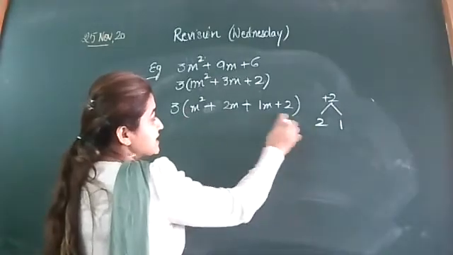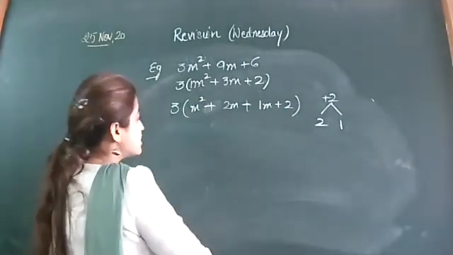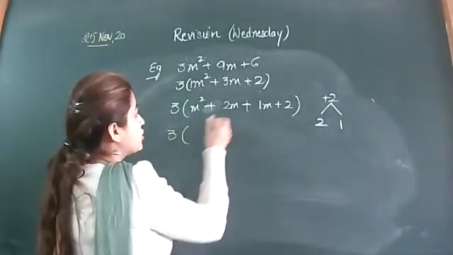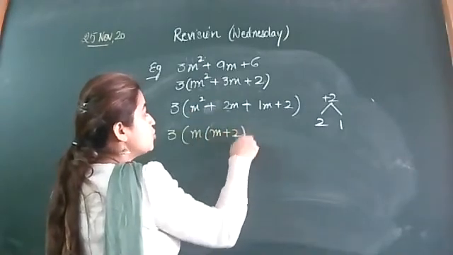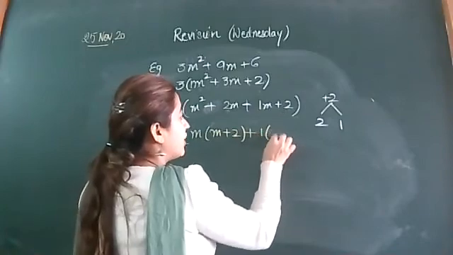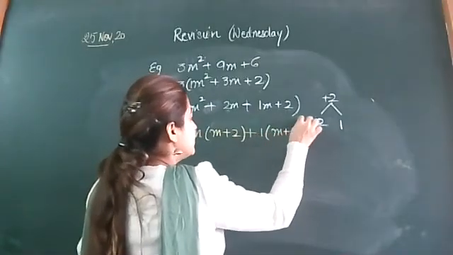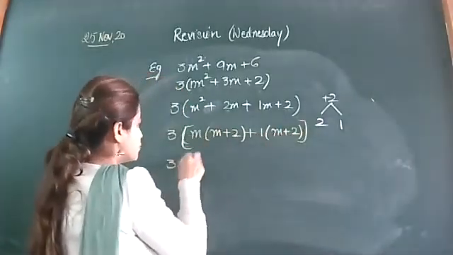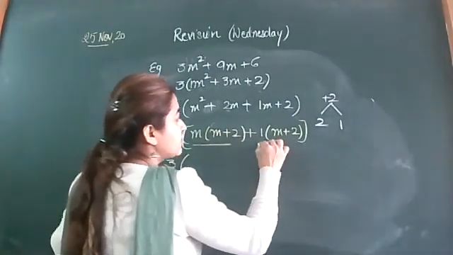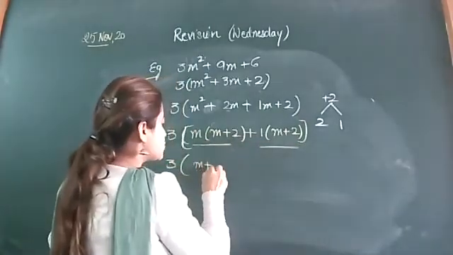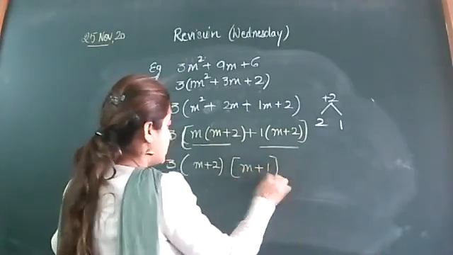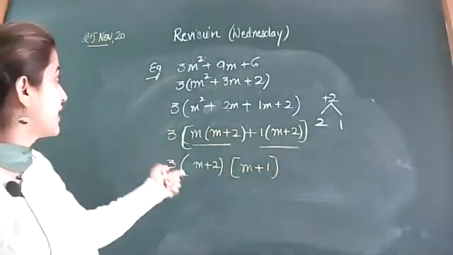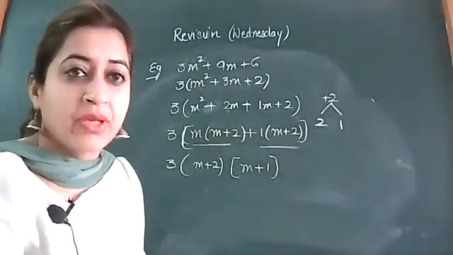Now, as you can see, I have 4 terms. So in case of 4 terms, you have to make pairs of 2 terms. Take m common. You will be left with m plus 2. From these 2 terms, you will have 1 common. This will give you m plus 2. So in the first and second term, you have m plus 2 common. Take m plus 2 common. You are left with m plus 1. So these are the factors that we are getting from this question.